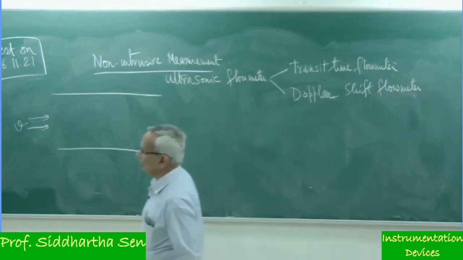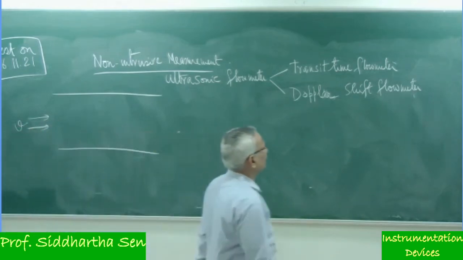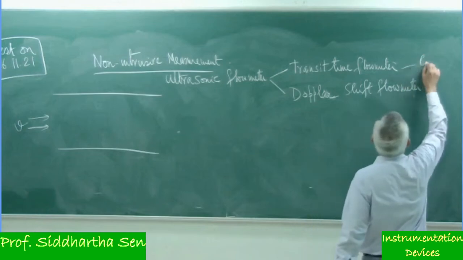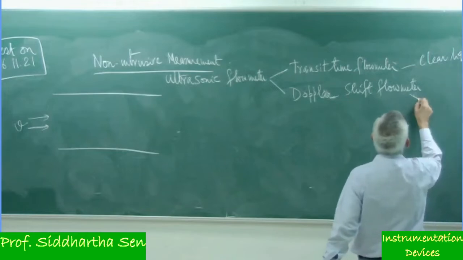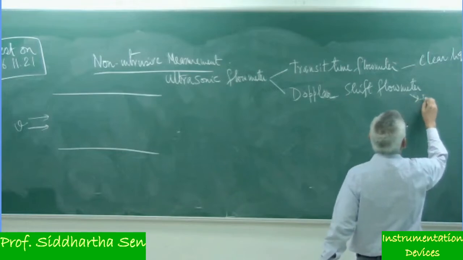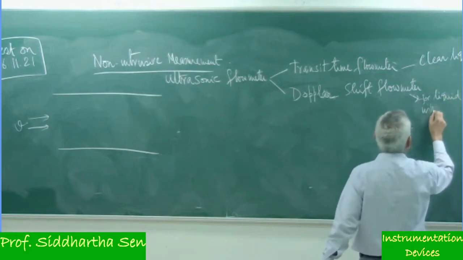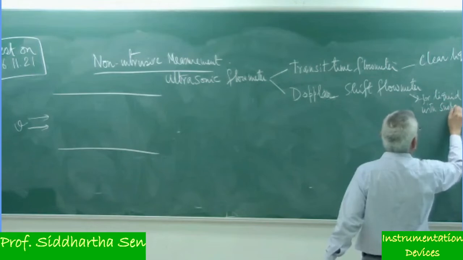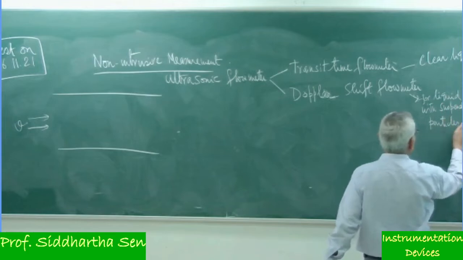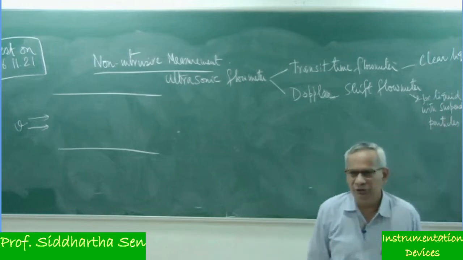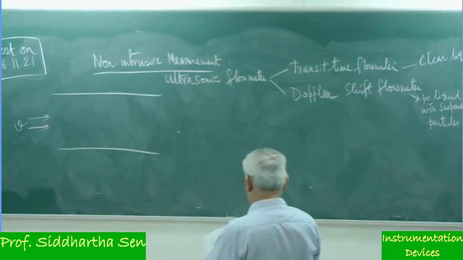Two types of flow meters are used for this. One is a transit time flow meter, normally used for clear liquid, and the other, the Doppler flow meter, is for liquid with suspended particles. So one is for clear liquid, and one is for when the liquid has suspended particles.